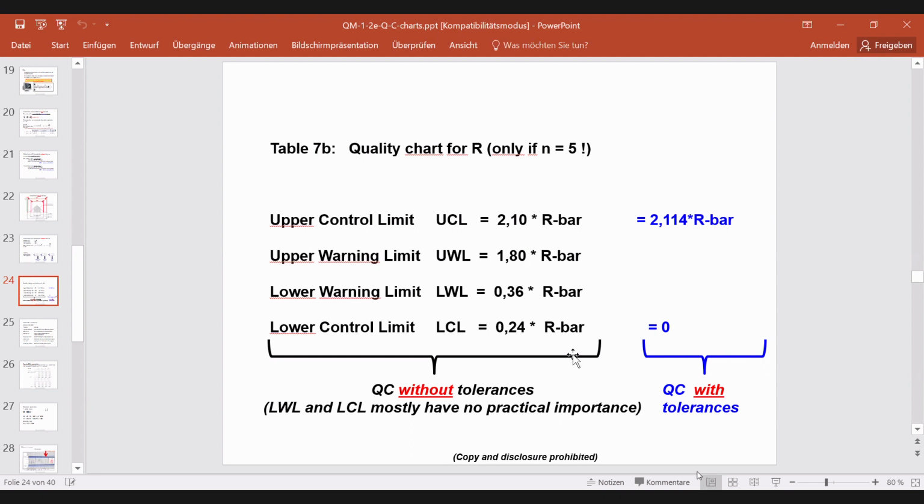If you have tolerances, it's not so far away from these values. You see here, this is not a big difference between this 2.114 and 2.1, and here in this case it is 0 in comparison to 0.24. So there is not much difference if you calculate the control limits for quality charts without tolerances or with tolerances.